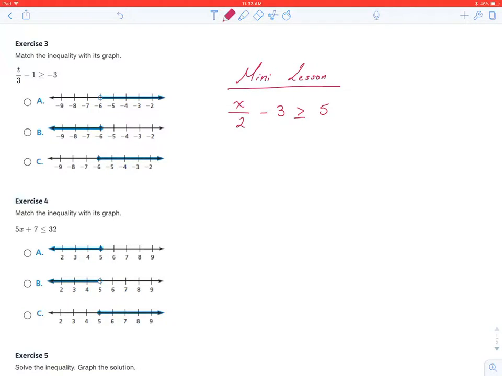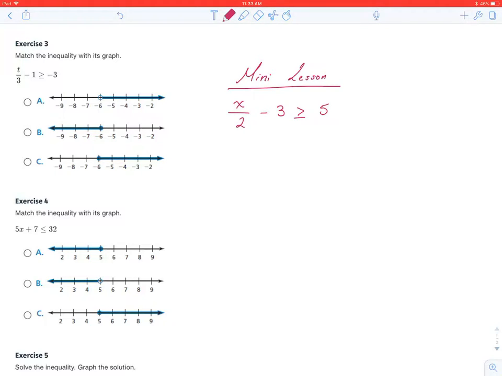Exercise 3 is the first of these problems in 4.4 where you're going to need to be solving out for a two-step inequality. So I want to do a real quick mini lesson on this and talk about the order in which we solve two-step inequalities.